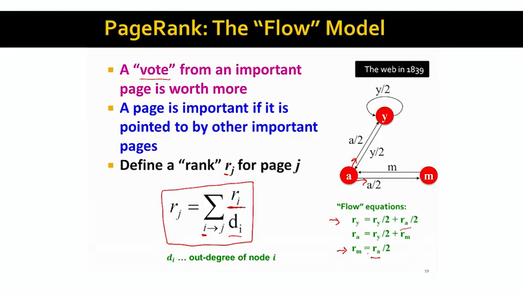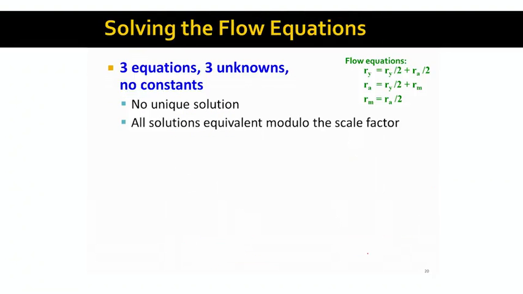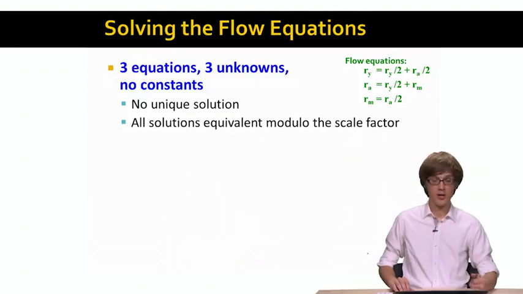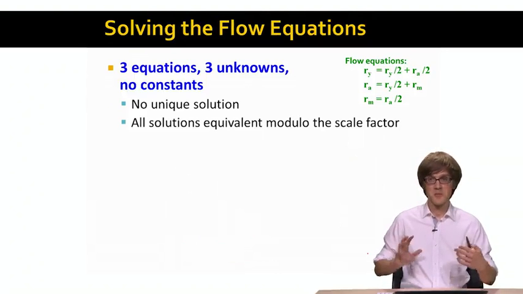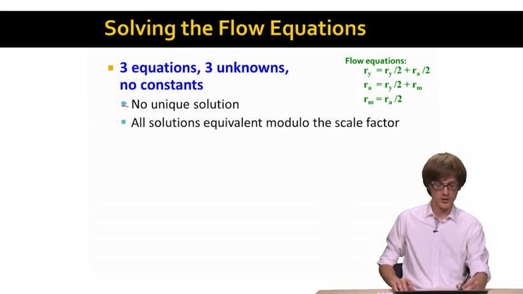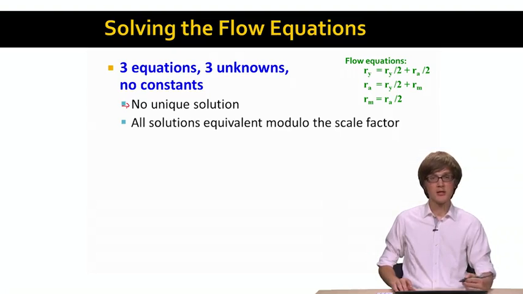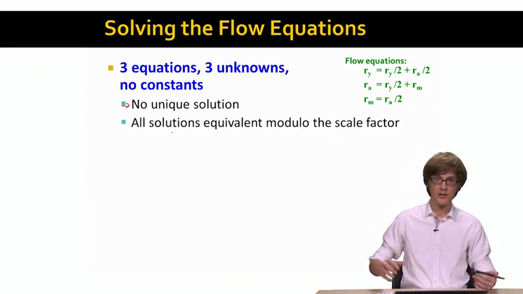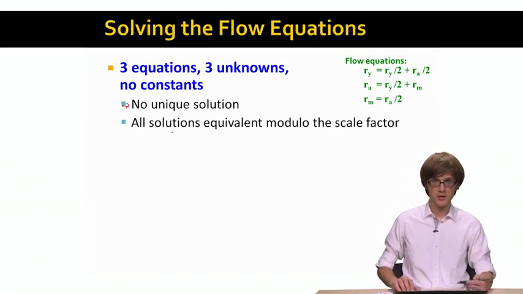So now it almost seems like we are done, right? We have this set of equations that we would like to solve. We have 3 equations, 3 unknowns, no constraints, and we want to solve this. The problem is that this has no unique solution. The reason is that the system is underconstrained. We can find an infinite set of solutions to these equations, and what these solutions have in common is that they are equivalent up to a scaling factor. So we need an additional constraint.